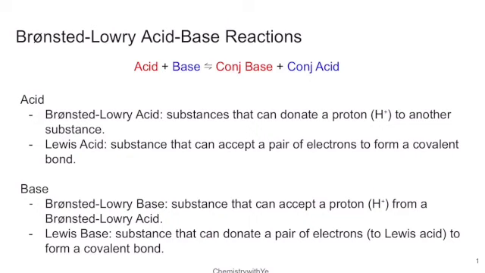So a Brønsted acid is a substance that can donate a proton, and a Brønsted base is a substance that accepts a proton, typically from the Brønsted acid. So this is a general acid-base reaction mechanism, where the acid and the base react and the conjugate base and the conjugate acid form. Based on the strength of the acid and the base, the reaction may not be reversible.